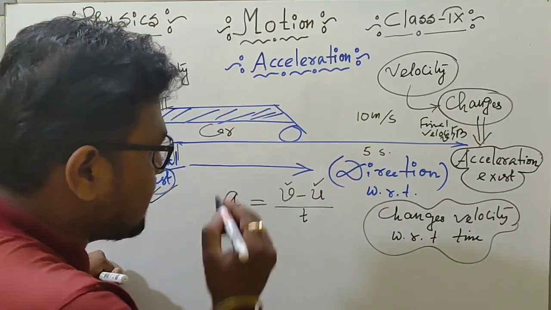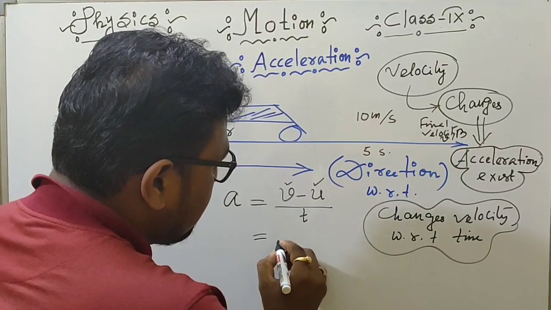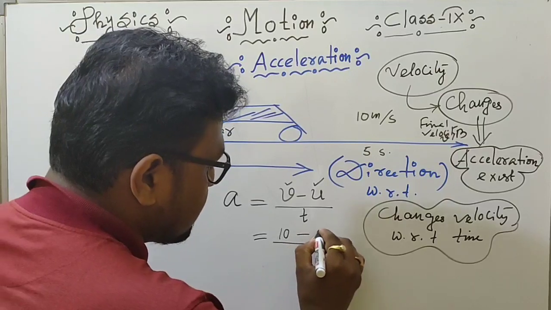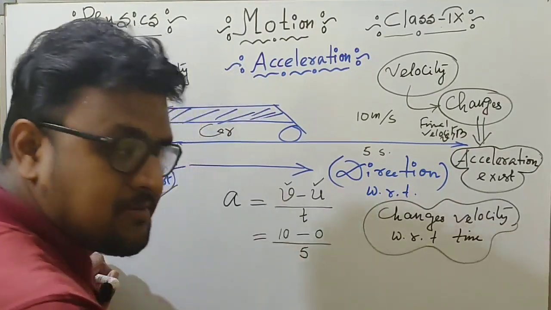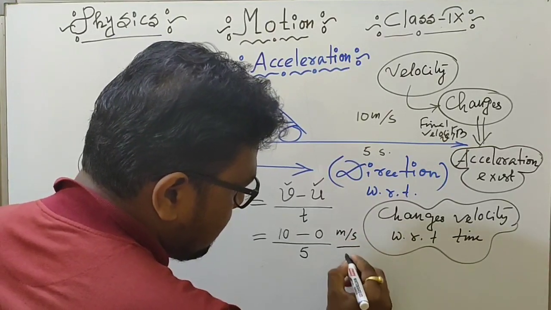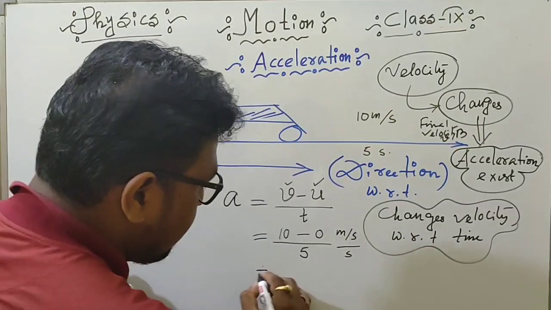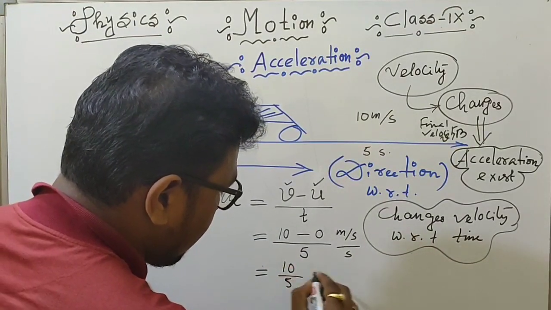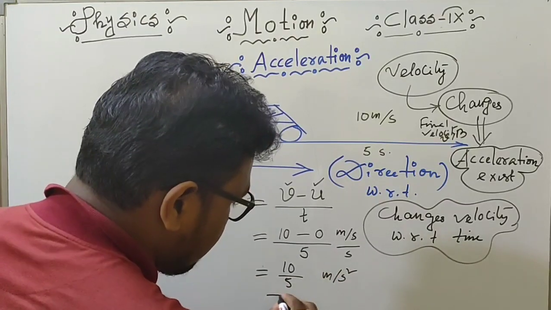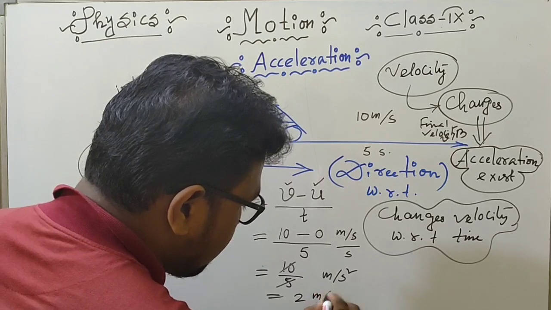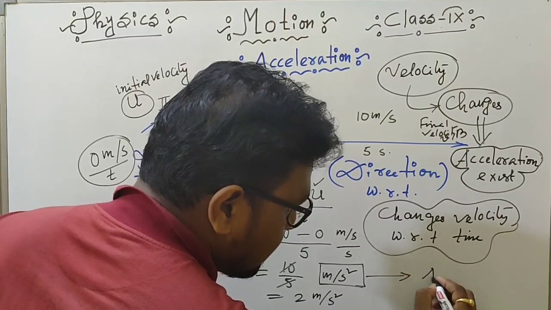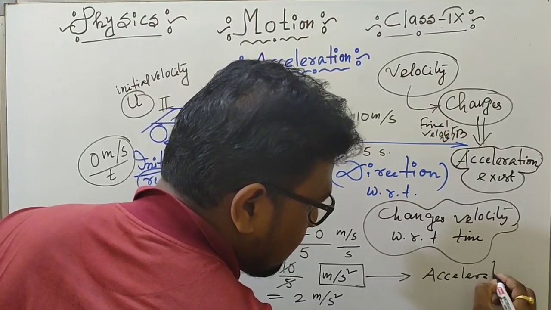acceleration? Let us consider the final velocity is 10, the initial velocity is 0, and the time taken is 5 seconds. The unit is meter per second over seconds. If we divide 10 over 5, with second in the denominator, it becomes meter per second square. So 10 over 5 gives 2 meter per second square. So meter per second square is the standard unit of acceleration. I hope everyone is clear.